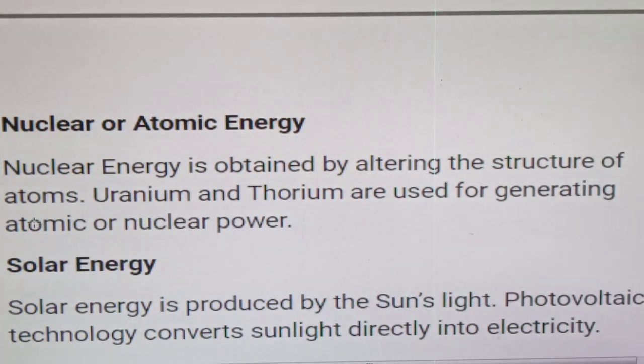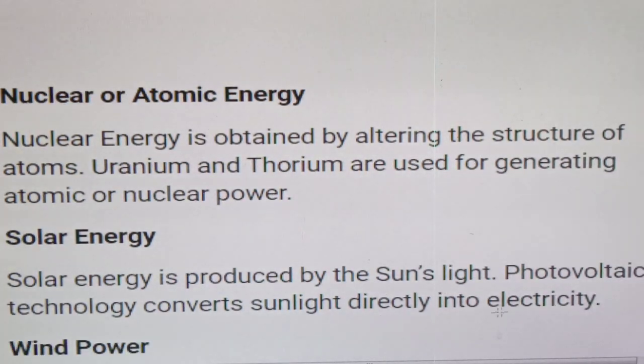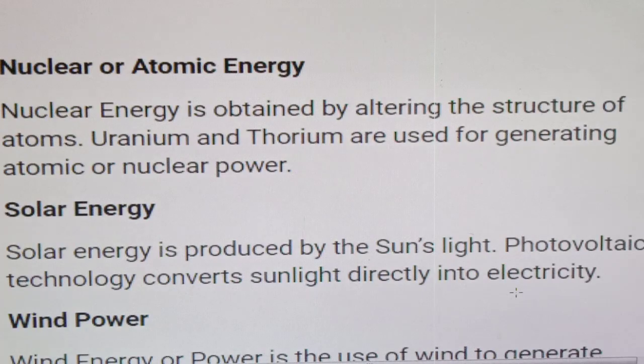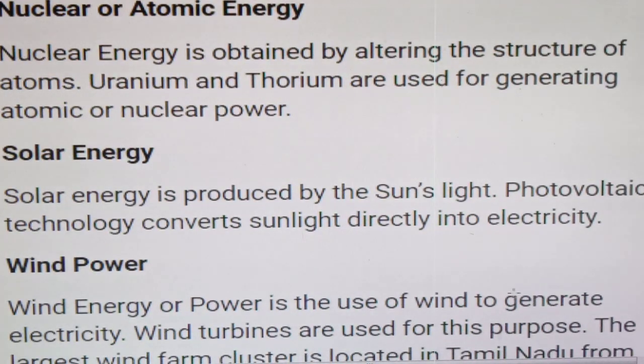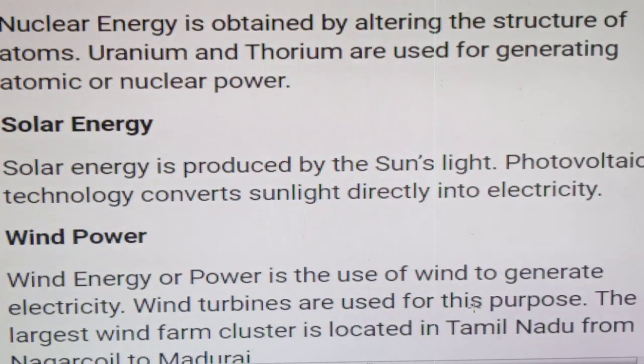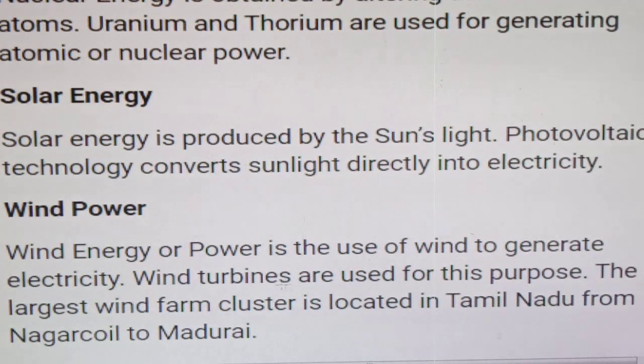Next is solar energy. It is clear by the name: we are getting energy from sunlight. Photovoltaic technology converts sunlight directly into electricity. You have seen nowadays a lot of solar panels installed in many agriculture fields and on the roofs of houses. Now next is wind power. Wind energy uses wind to generate electricity. Wind turbines are used for this purpose. The largest wind farm cluster is located in Tamil Nadu from Nagercoil to Madurai.